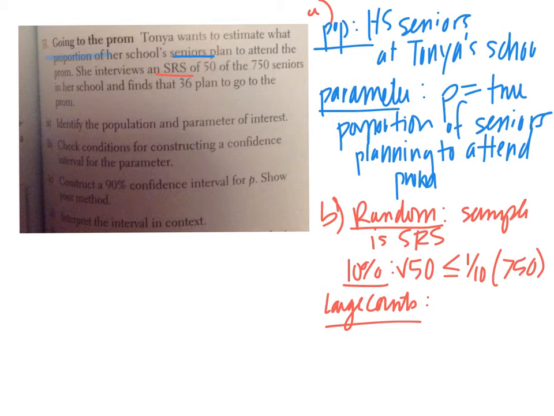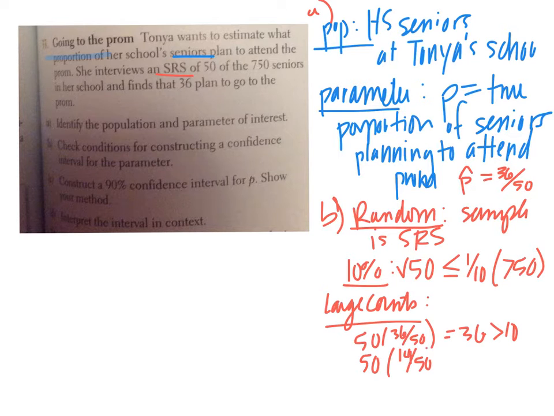So p hat is the sample proportion, and it's 36 out of 50. So the large counts condition has us do n times p, which clearly is 36. That's greater than 10. And then n times (1 minus p), which is 14, and that is greater than 10. So large counts, random, 10%, that is all met. We've checked all the conditions. Hooray. Part C, construct a 90% confidence interval for p.